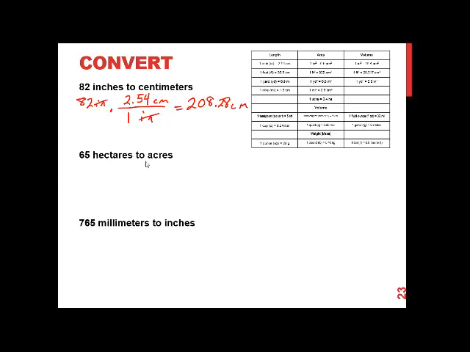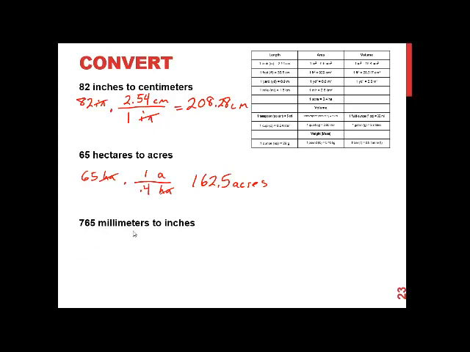Convert 65 hectares to acres. 65 hectares. Now I'm going to multiply this. I need a hectare to acre conversion, and 1 acre is 0.4 hectares. And the hectares divide out, we get 65 divided by 0.4, which is about 162.5 acres.